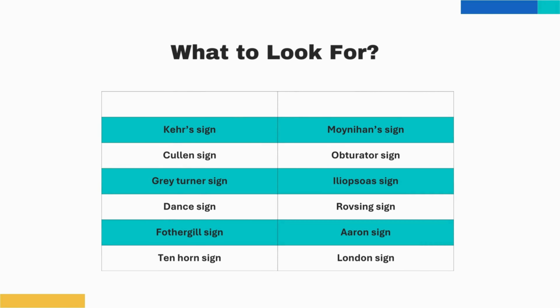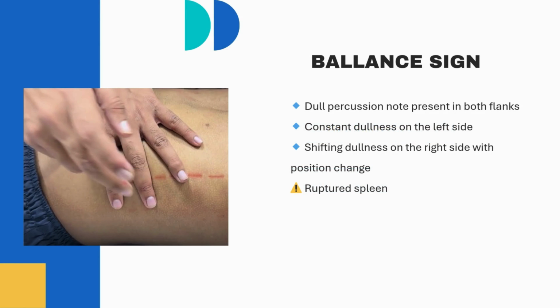What to look for? Clinical signs are simple bedside tests that can give us vital diagnostic clues in abdominal pain. Each sign has its own characteristic finding, and when elicited properly, they can point us toward the exact underlying condition. Let's review the important ones. Balance sign. Dull percussion not present in both flanks. Constant dullness on the left side. Shifting dullness on the right side with position change. Seen in ruptured liver.